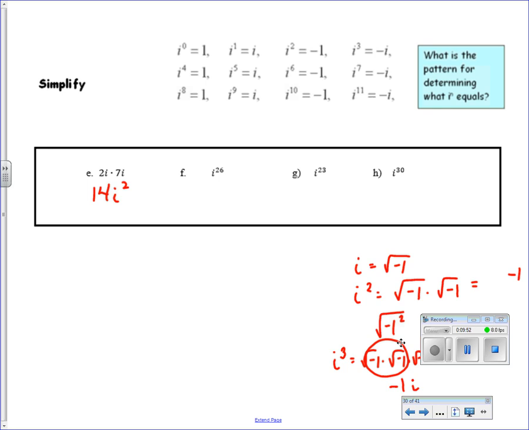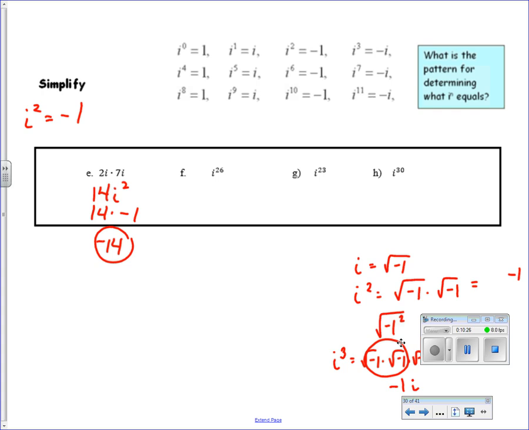Now the biggest thing I want you to know is i squared. If you don't know the other ones, I really could give two hoots, but you need to know what i squared is, okay? i squared is always -1. So this is really 14 times -1, so what's my final answer? -14. Ta-da! So if you have a single i, that's good, okay? Big exponents of i, we want to simplify.